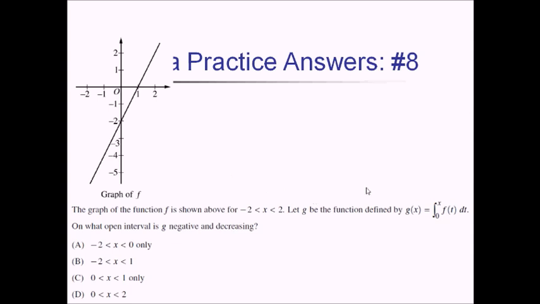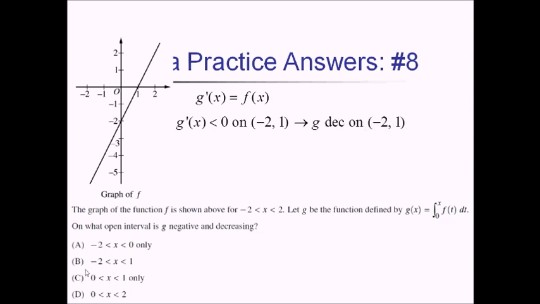Let's start with the low-hanging fruit and talk about where g is decreasing. For that, we need to know a little bit about g prime, and since this is our g function, g prime, using our fundamental theorem, is just going to be f of x. And so if we're asking where g is decreasing, we're asking where g prime is negative. G prime, aka f, is negative wherever this line is negative, so that's between negative 2 and 1. Because g prime is negative there, that means our g function is decreasing on that interval. And that's one of the answer choices.